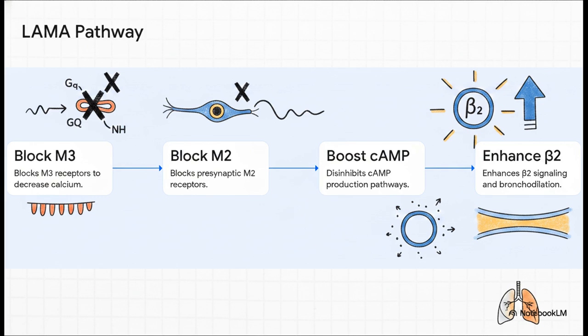They also block presynaptic M2 receptors. These M2 receptors are normally Gi coupled, meaning their job is to inhibit cAMP. So by blocking them, LAMAs actually disinhibit cAMP production. It's literally like taking your foot off the brake. By removing that inhibitor, LAMAs indirectly boost cAMP, which beautifully enhances that beta-2 signaling pathway we literally just talked about.